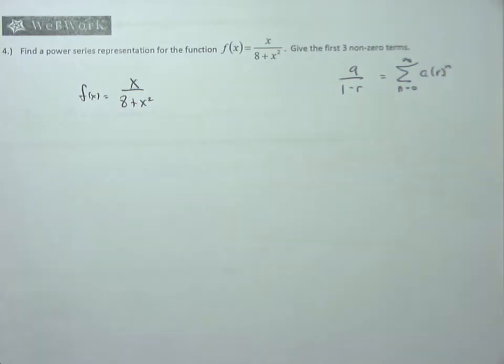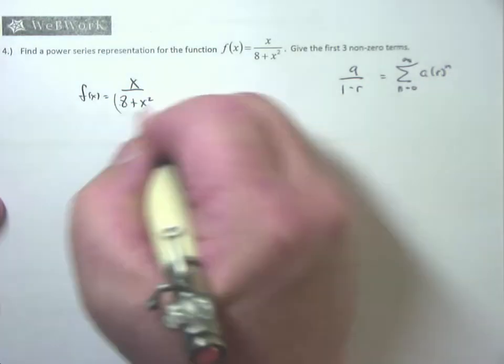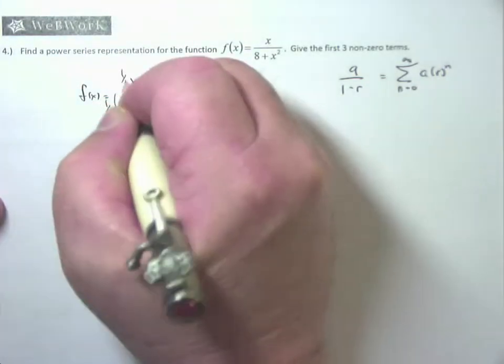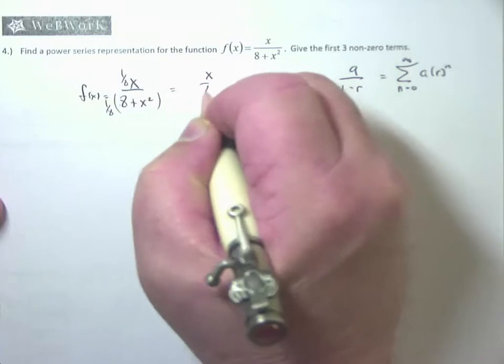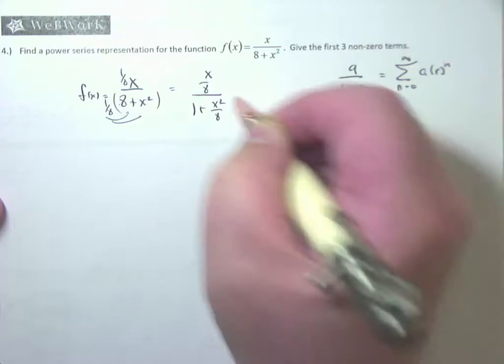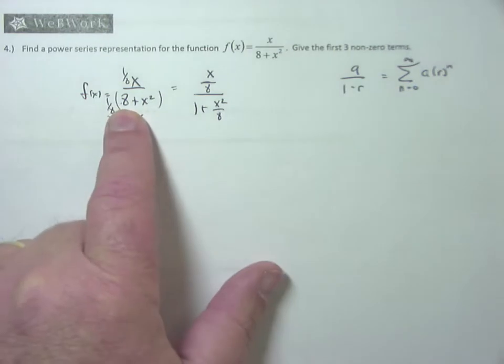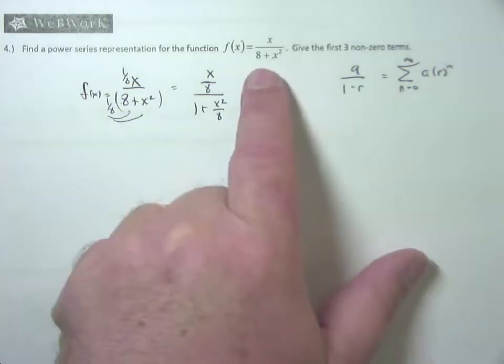Okay? Well, the first thing I need is to get the 1 in that spot. So I'm going to multiply both the numerator and denominator by 1/8. That gives me x over 8 divided by, distributing here, 1 plus x squared over 8. You got to get the 1. And notice the trick: you multiply by 1 over whatever that numerical value is. In this case, it's the 8.